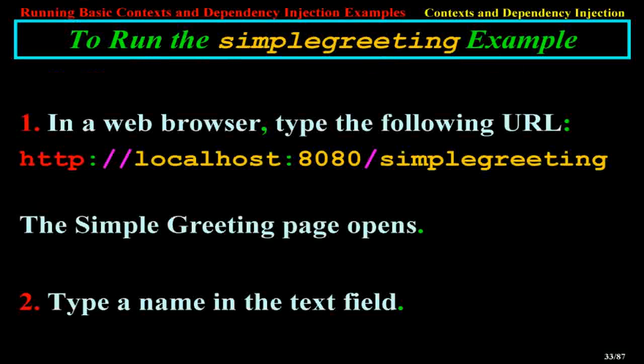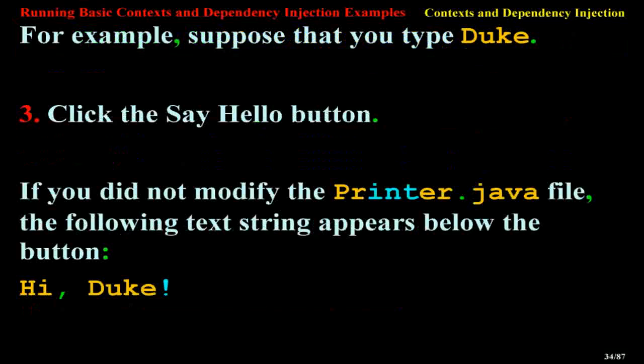To run the simplegreeting example in the web browser, type the following URL: http://localhost:8080/simplegreeting. The simplegreeting page opens. Type a name in the text field. For example, suppose that you type Duke. Click the Say Hello button.